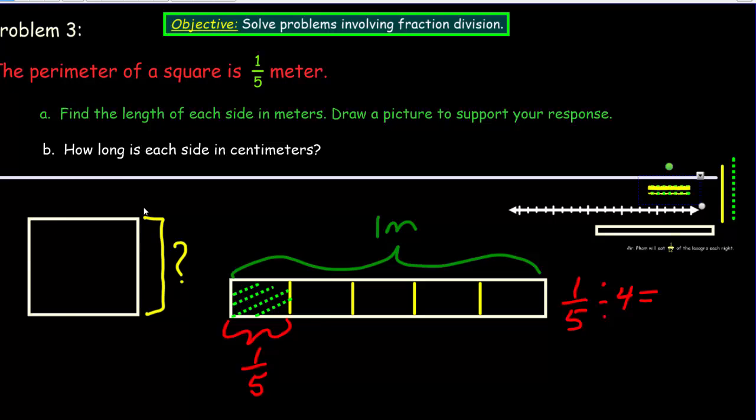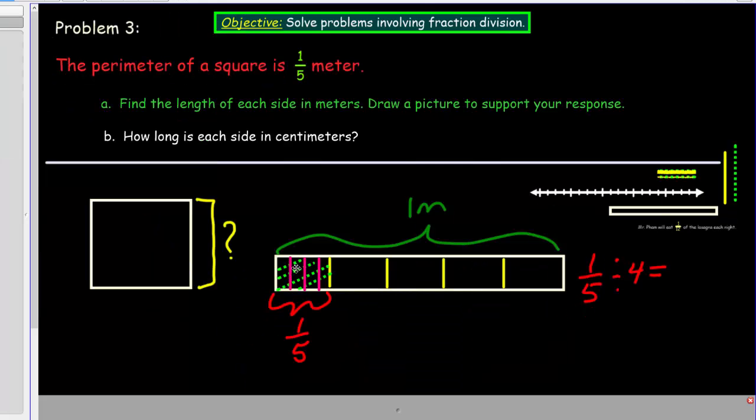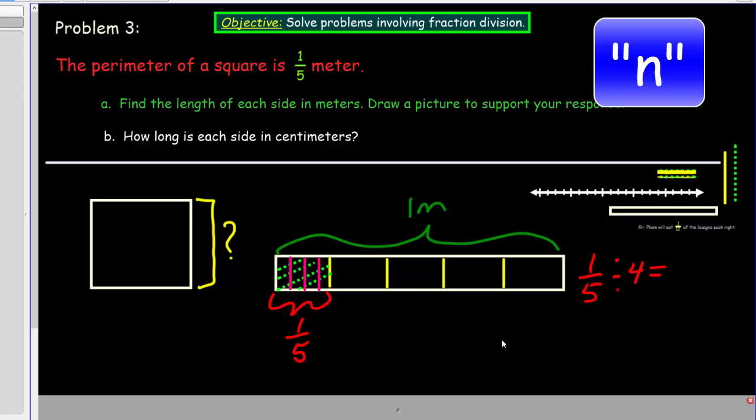We have that the perimeter of 1/5 meter around the square is the perimeter. That means each side is going to be 1/4 of that 1/5, because we have 4 sides to this square. So I'm going to break that up into fourths. My 1/5 has now been divided into fourths because this entire perimeter is 1/5, so each side is going to be 1/4 of that 1/5. So I've taken that 1/5 and divided by 4, as my division expression says here.